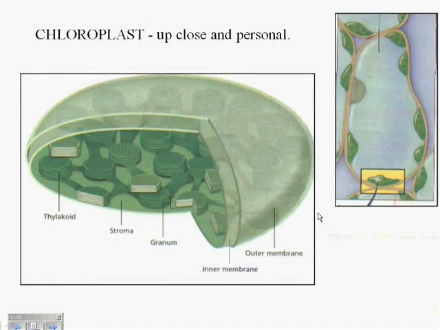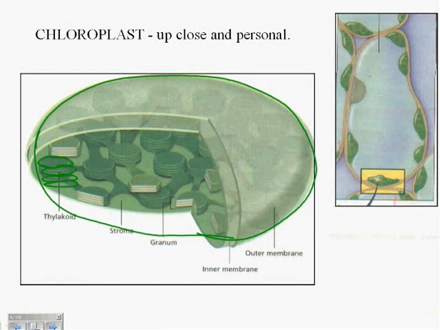This is what it actually looks like. If everybody would open up their paper, we're going to do a practice run of drawing this. So you have these stacks of pancakes. The actual stacks are called granum. So that's the stacks of the thylakoids. Each individual one is just one thylakoid. Just draw several stacks in here.